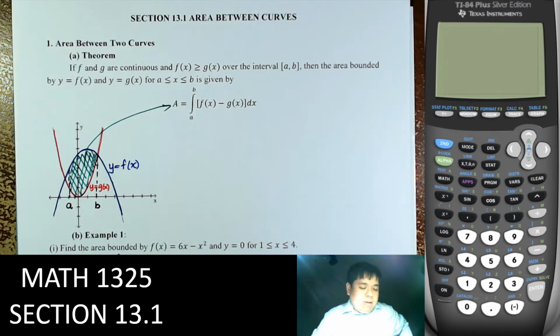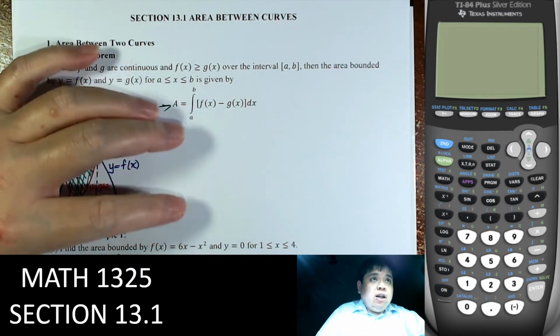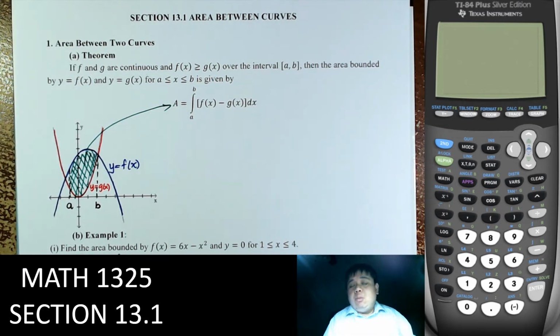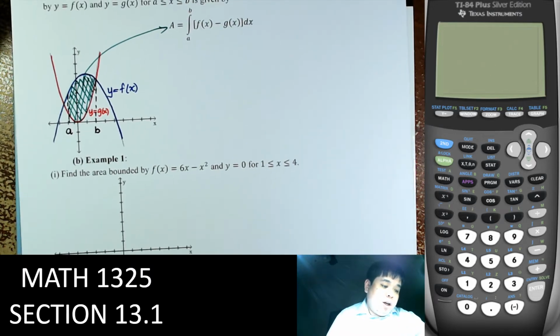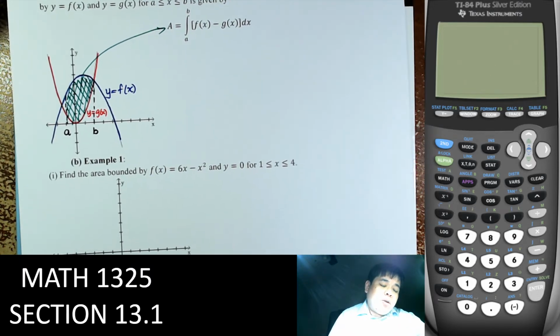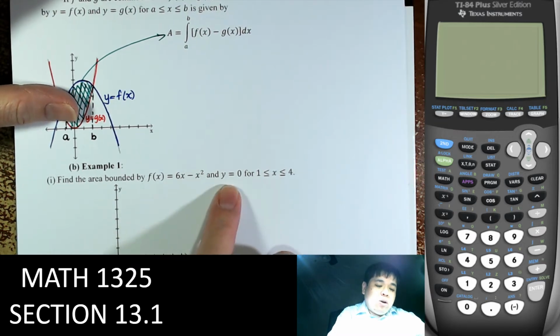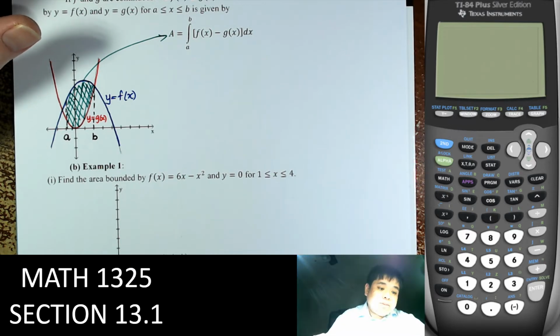So simple enough. It's useful if we draw the graph and see what area we integrate. We need to know which function is above and which function is below. Right, let's look at the first example. Find the area bounded by the graph f of x equal to 6x minus x squared, y equal to 0, from 1 to 4.